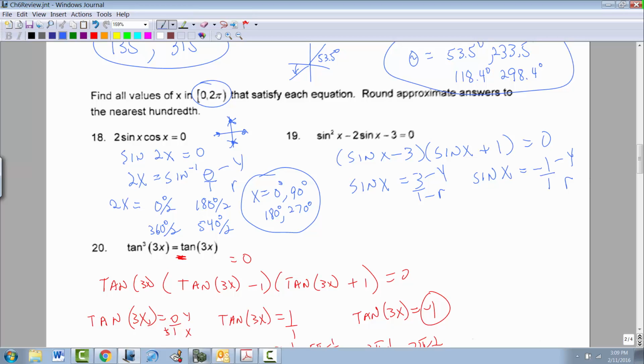All right, R, that's not possible. All right, so negative 1 is a y value at what quadrant or what angle measure? And that's only at 270. Okay? So 270 degrees. All right, just double checking.